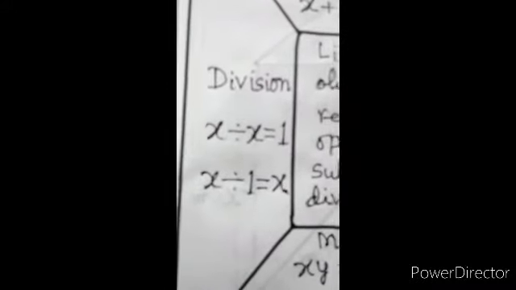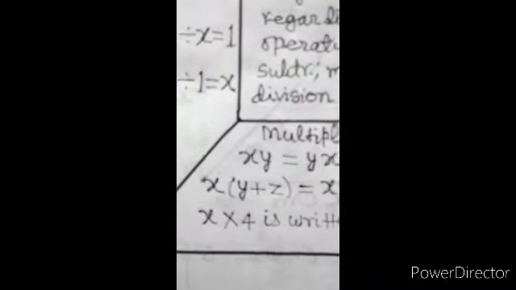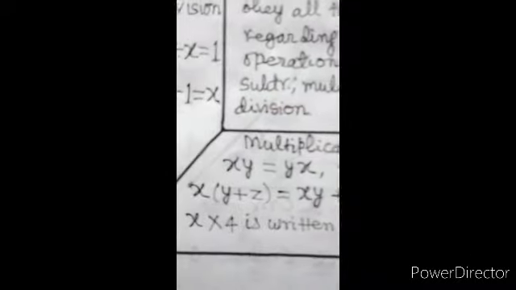Now division. When x is divided by x, it gives us 1. When x is divided by 1, it gives us x. Multiplication. x into y is equal to y into x. x into 1 is equal to x. x is common and y plus z are in one group. We can put it as xy plus xz. x into 0 gives us 0.